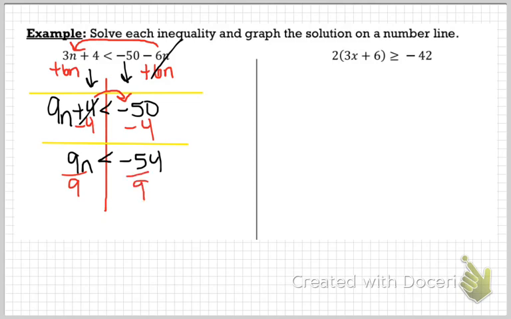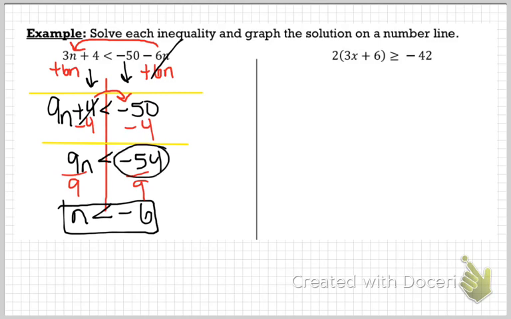Now careful, we did divide by 9, and we divided into a negative number. But that does not cause the inequality to flip. What would have flipped the inequality is if we would have divided by a negative coefficient, a negative 9. Then the inequality would flip to the other side. But we didn't divide by a negative coefficient. We just divided into a negative number. Oh well, we get a negative 6.